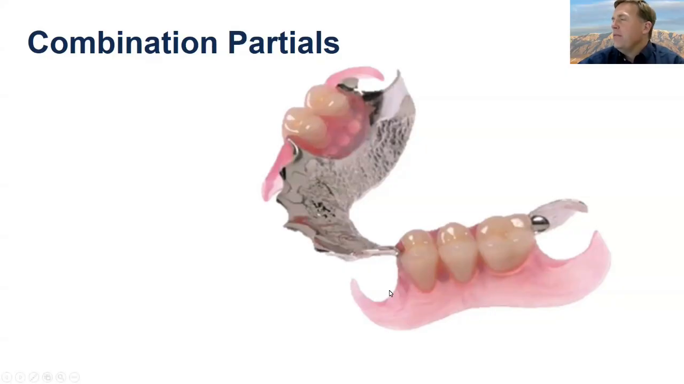But you can see that you get the aesthetics and the comfort from the flexible, and then you get the rigid framework to prevent the whole thing from flexing. One other thing to keep in mind with this is that, of course, you could add to the metal, the injected resin, not so much.